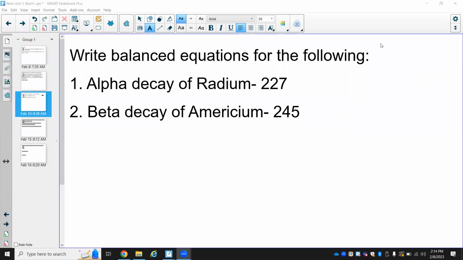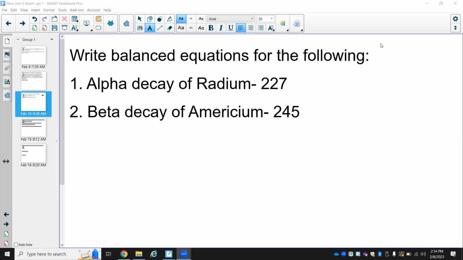Hey guys, so let's do a quick recap from nuclear chemistry yesterday. The big takeaway is knowing what different types of radiation particles are and being able to balance those nuclear equations. So let's try these together.